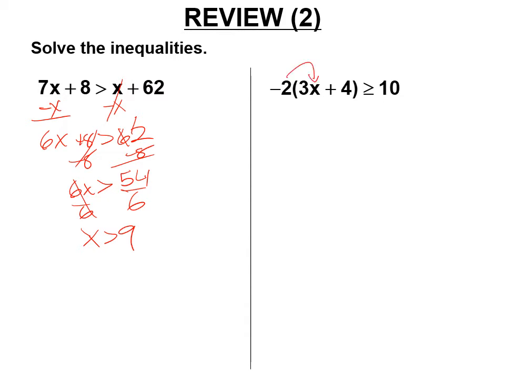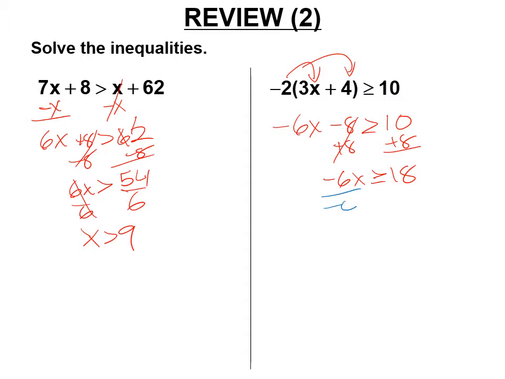We could do other things, but I like to use the distributive property anytime I see parentheses. And we're adding 8 to both sides. -6x is greater than or equal to 18. What important thing am I about to do? I'm going to divide both sides by a negative. So that means I'm flipping the symbol around, and the numbers that make that true are less than or equal to -3.